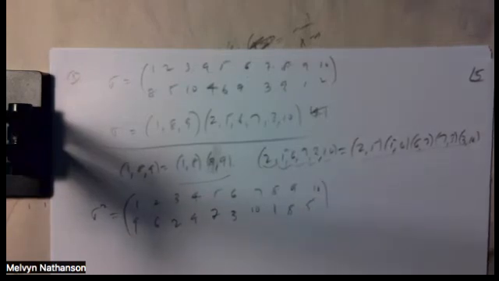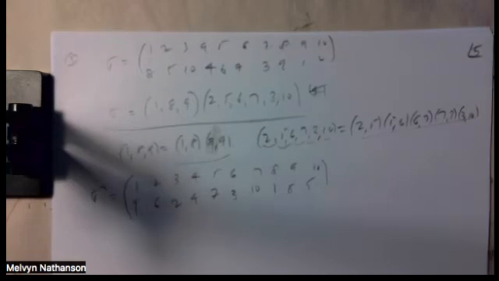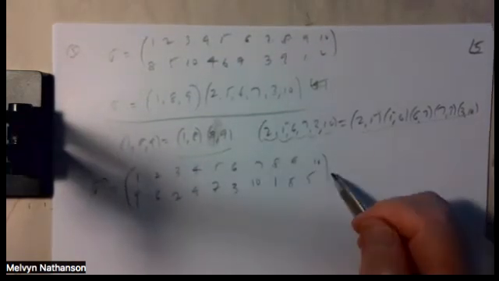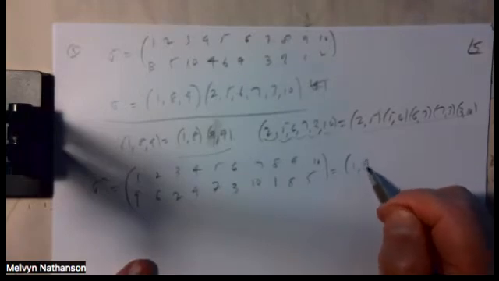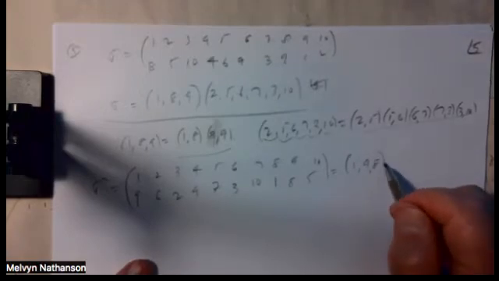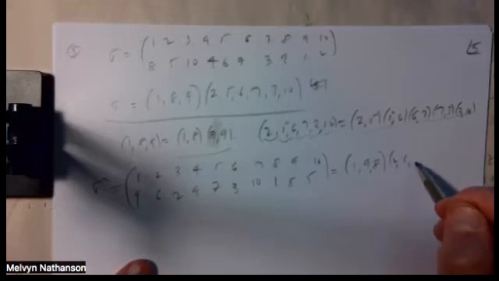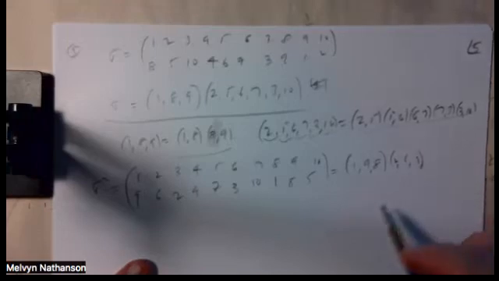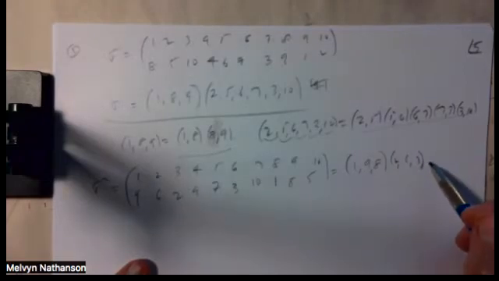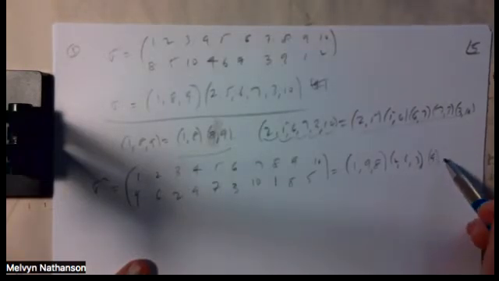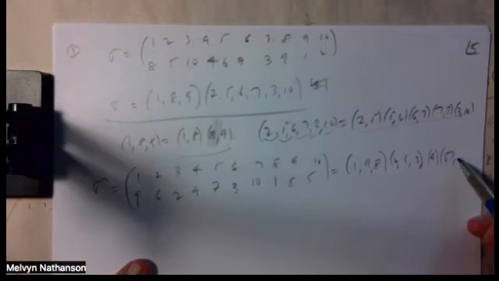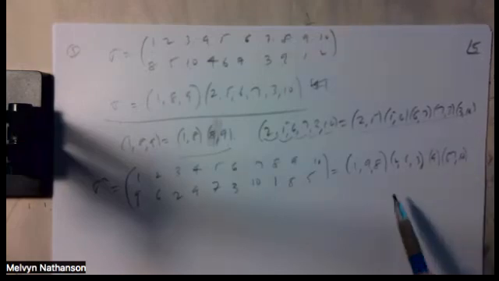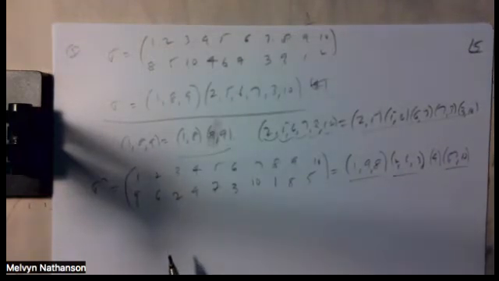So sigma squared is this permutation, and it's a product of disjoint cycles. 1 goes to 9, goes to 8, goes back to 1. 2 goes to 6, goes to 3, goes back to 2. 4 goes to 4. 5 goes to 7, 7 goes to 10, 10 goes back to 5. So sigma squared is a product of three cycles.